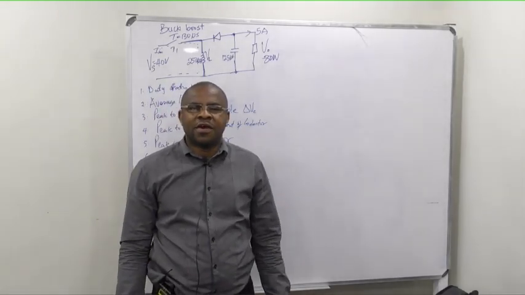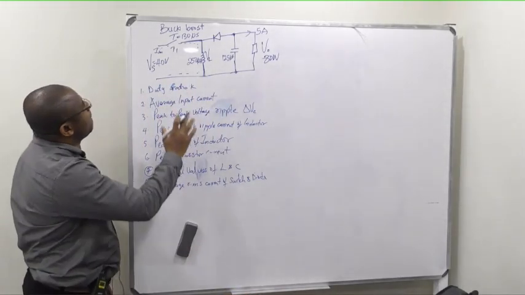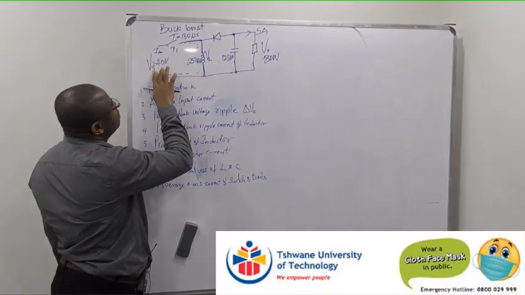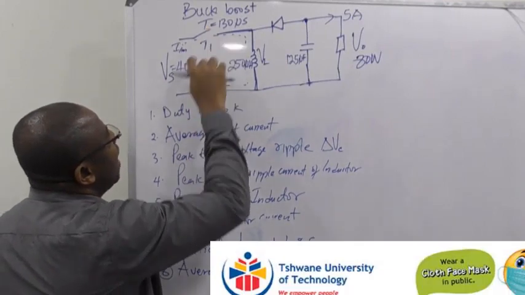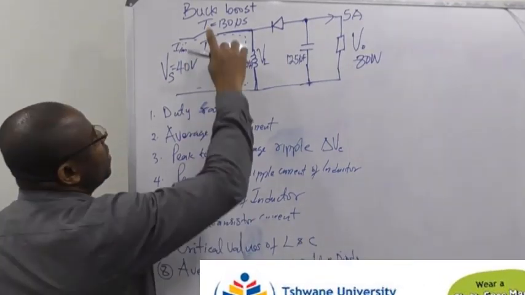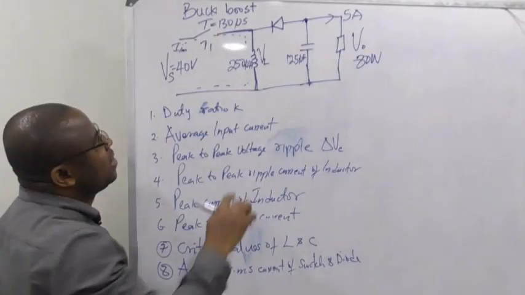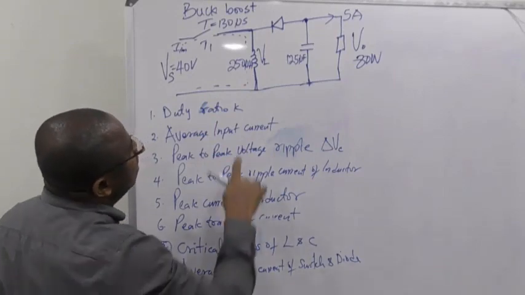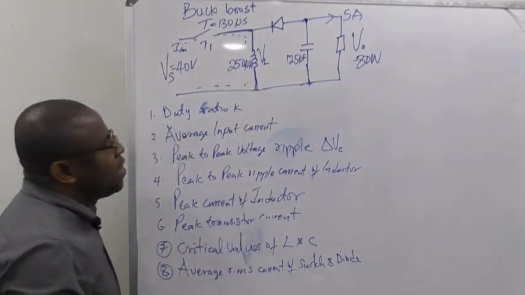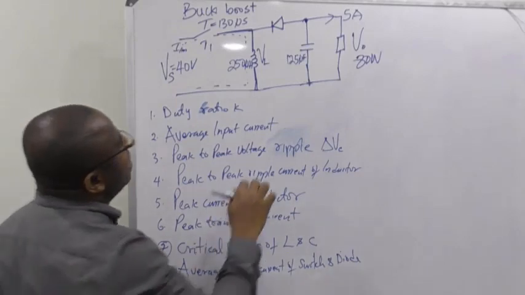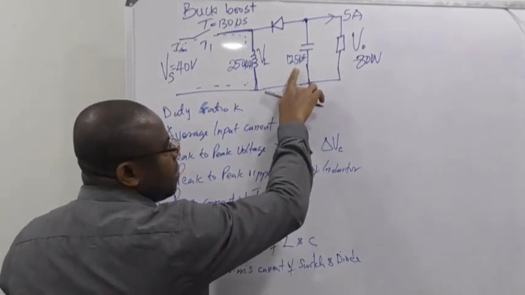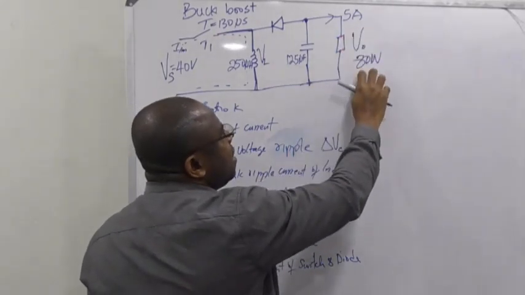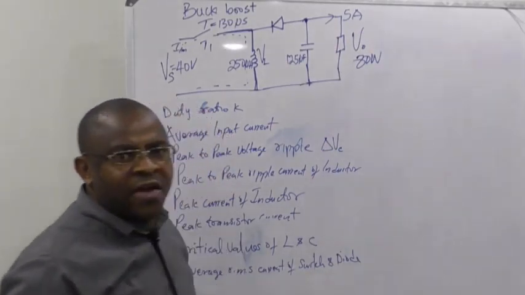Okay, welcome back. Now, we'll be looking at this question. The source voltage to the buck-boost is 40 volts, the switching period is 130 microseconds, and the inductance of the inductor is 250 microhenry. And then we have the capacitance of the capacitor, 125 microfarad. And then the output power is 80 watts with an output current of 5 amps.